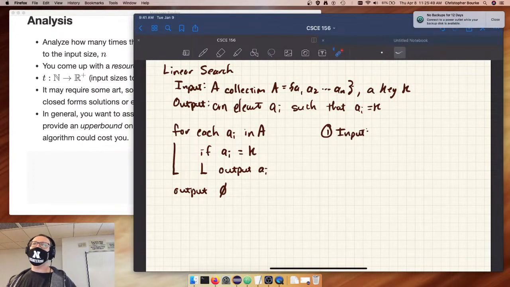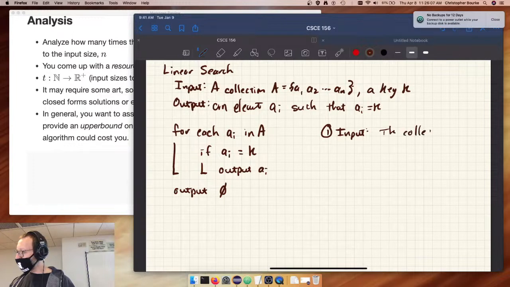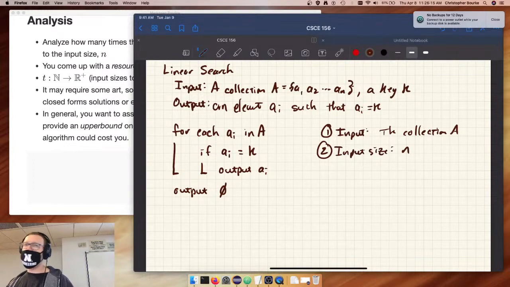Which one do you think is most relevant? The collection. Why? Because it has n elements and it can grow. With this algorithm, you will only ever have 1 key. So, we're going to choose to use the collection A. 2. What's the input size? N, the size of the collection, right? And again, we encoded that with good pseudocode up here. Okay.